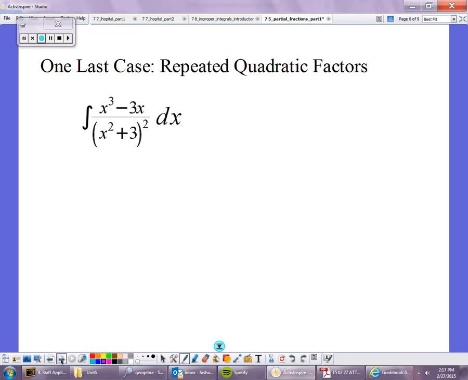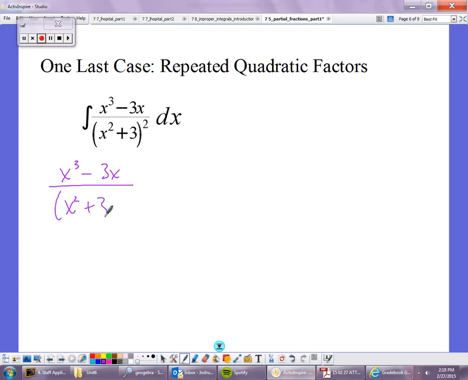I want to do one last case. I put this up here in part because I want you to see it can get more complicated, but also I think this will clarify some things a little bit. So we've got the integral of x cubed minus 3x over x squared plus 3 squared dx. Now we've got repeated quadratic factors.